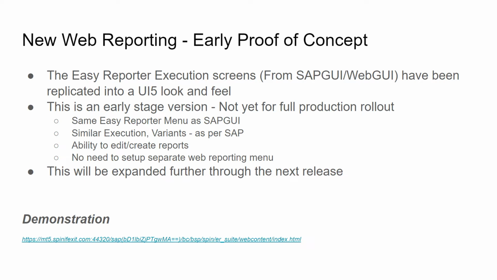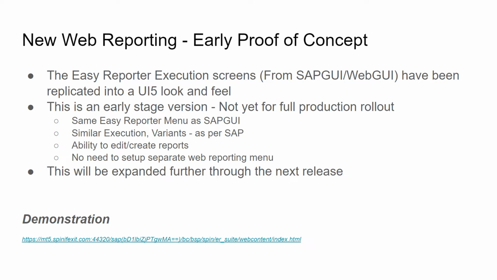So the intent is that this is very similar to the Easy Reporter menu, similar to the SAP GUI version. We inherit all of the menus automatically from what you have inside of SAP, including variants. You're actually still able to edit and create reports. Now, the creation and editing of the reports uses the web GUI. So it's using the traditional web GUI version, and that's because there are just so many screens to replicate. And there's no need to go and set this up as a separate web reporting menu.